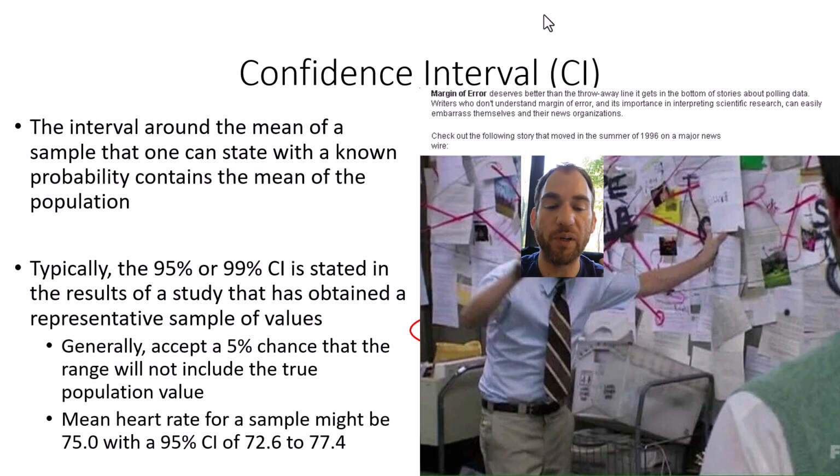So the simplest way to understand this is to think of a political poll. You'll often see X political candidate leads Y political candidate by 2 points. And then you'll see something like the margin of error is 4 points. And that's basically the confidence interval.